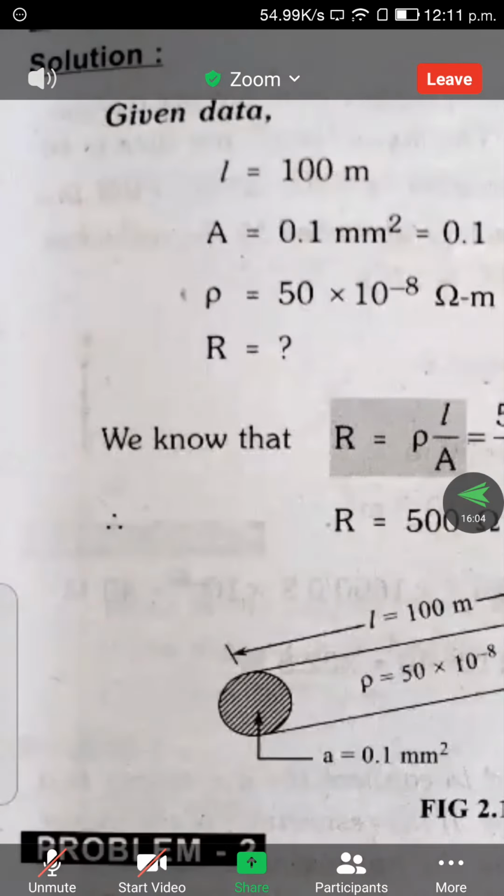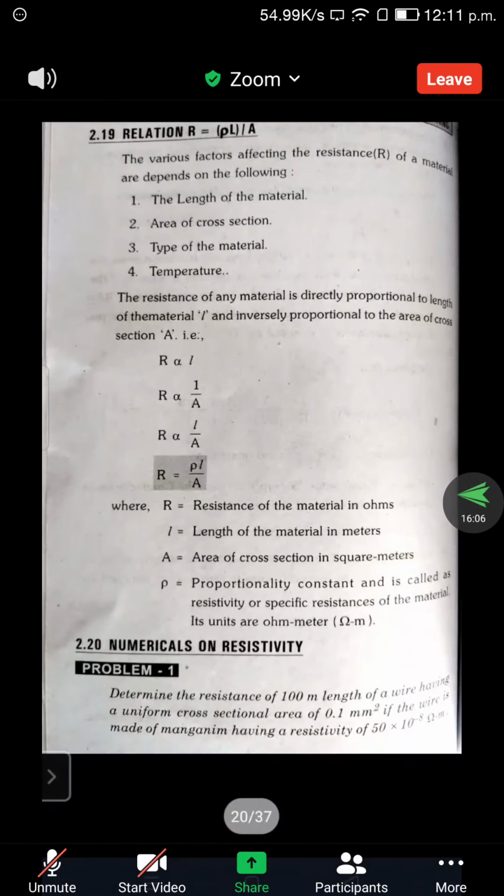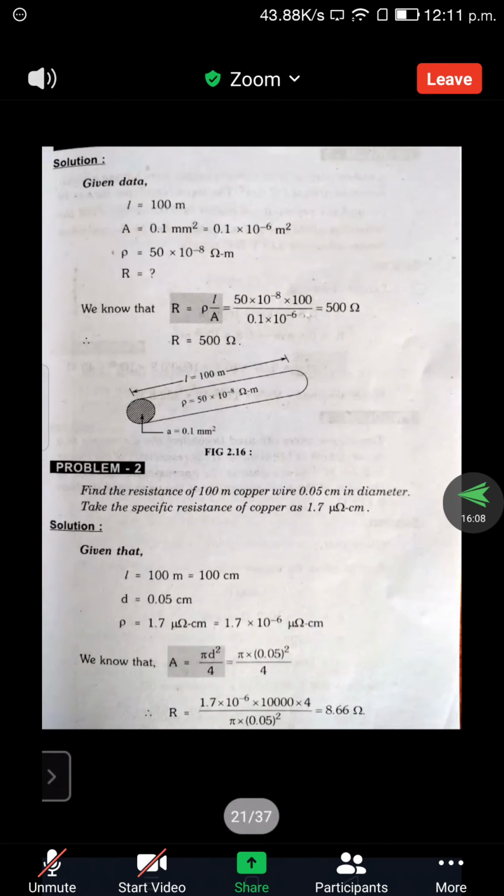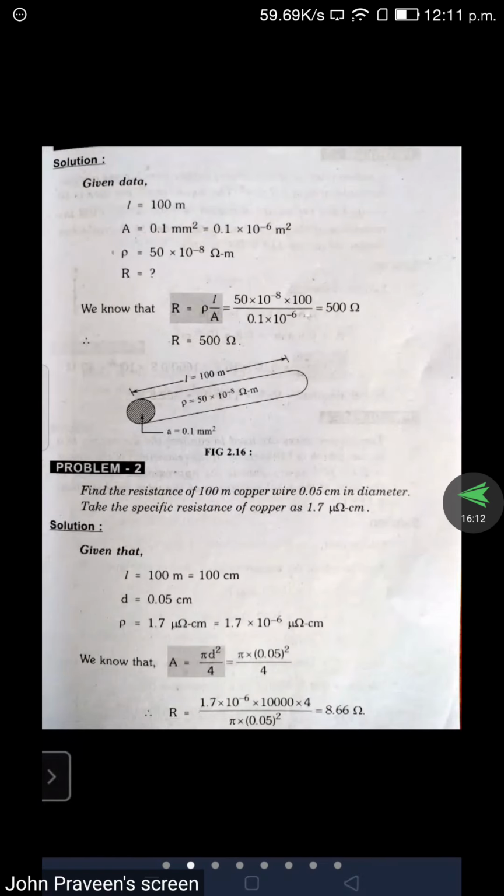Next, rho is already given in the problem: 50 into 10 to the power of minus 8 ohm meters. As usual we write here rho is equal to 50 into 10 to the power of minus 8 ohm meters. So we find out the R value.